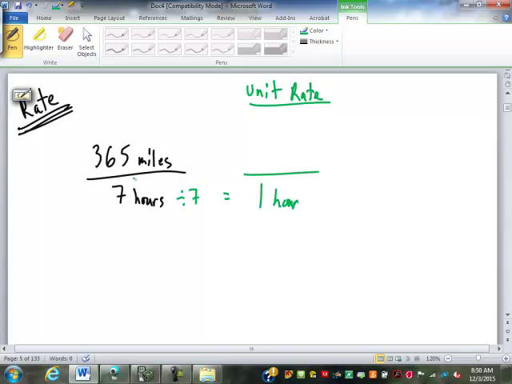Now this is still set up like a fraction, so the same rules apply. If I divide the bottom by 7, I have to divide the top by 7 as well, right? So 365 divided by 7 is approximately 52.1428571 miles.